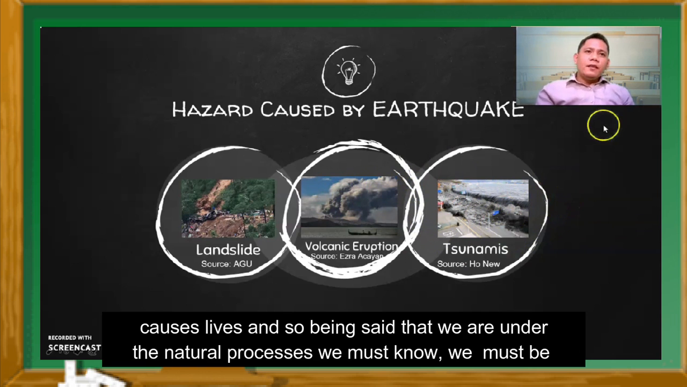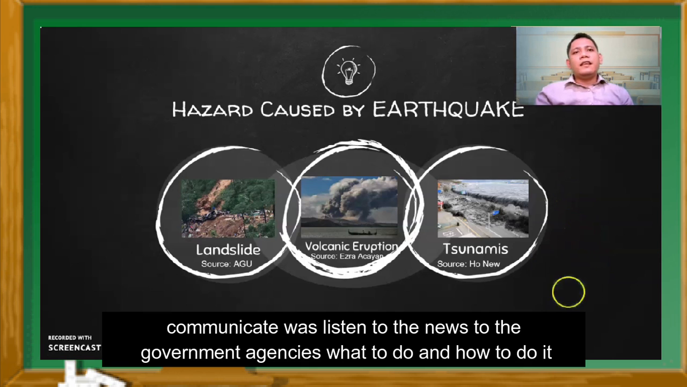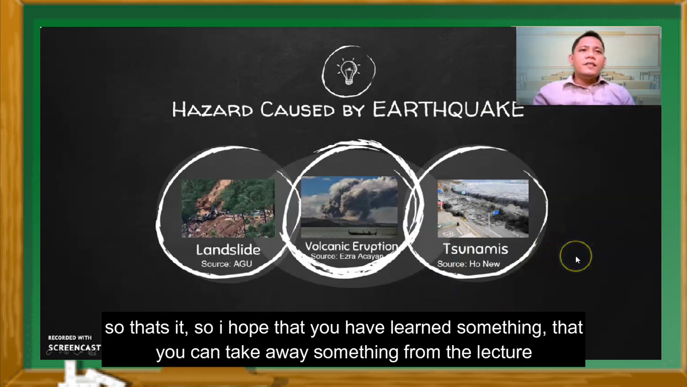And so, being said that we are under natural processes, we must be knowledgeable about the hazards, and we must be prepared, and we must communicate, we must listen to the news and the government agencies, and what to do and how to do it. Alright, so that's it.